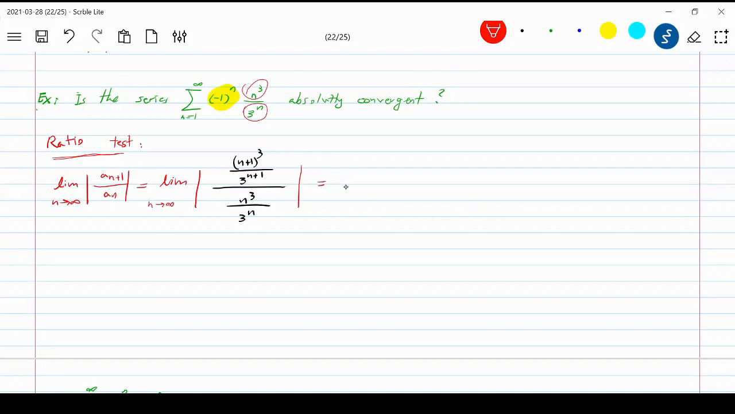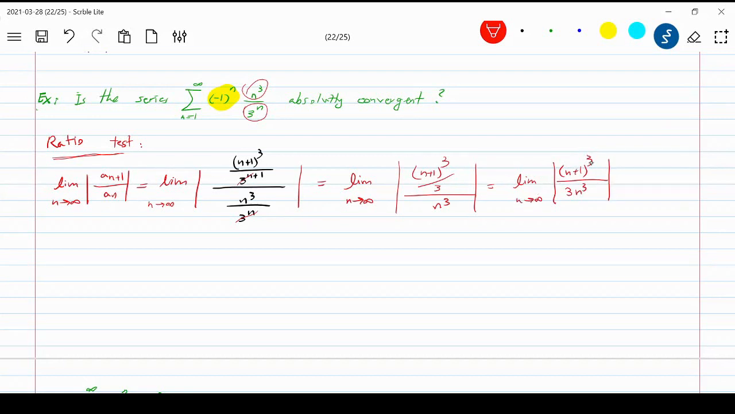I can simplify it a bit. Limit: 3 to the n and 3 to the n will cancel out, so you'll end up with a 3 to the power 1 in the denominator here. So you'll end up with limit as n approaches infinity, absolute value of (n plus 1) cubed divided by 3 left over, divided by n cubed. And you can rewrite this a bit better: limit of absolute value of (n plus 1) cubed divided by 3n cubed as n approaches infinity.